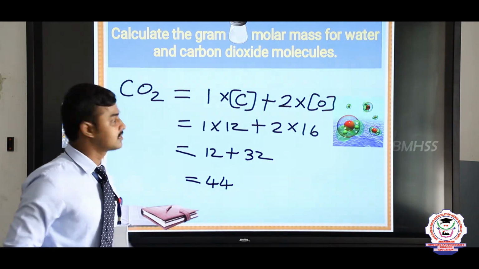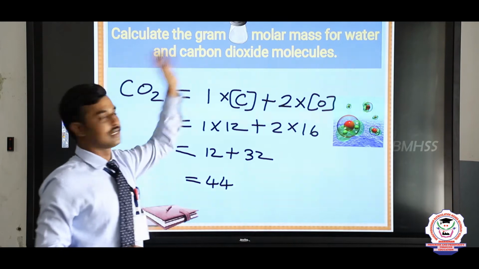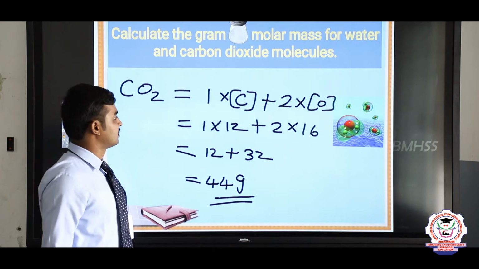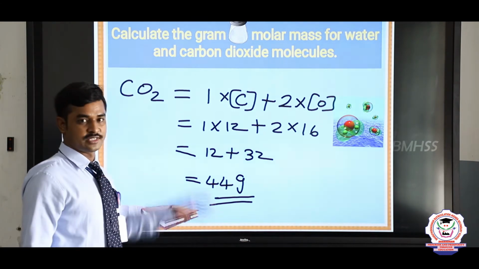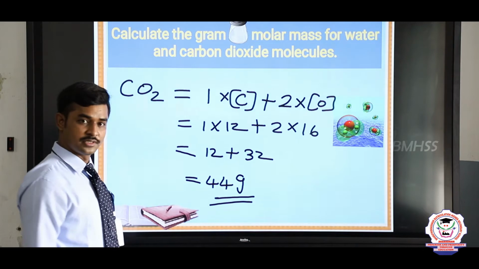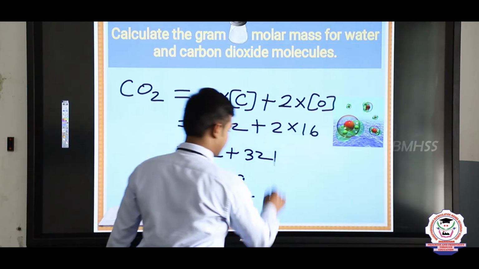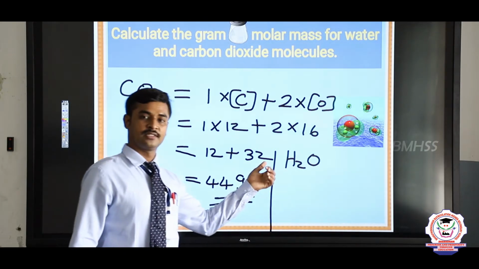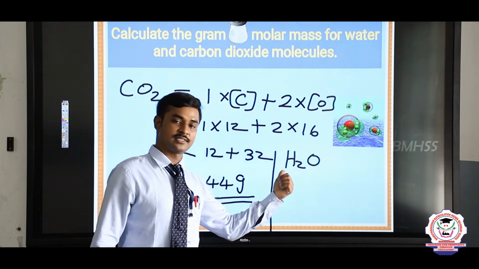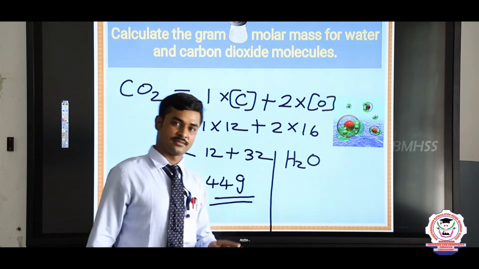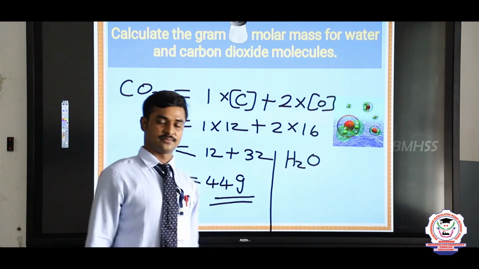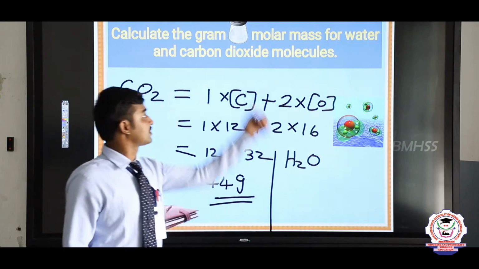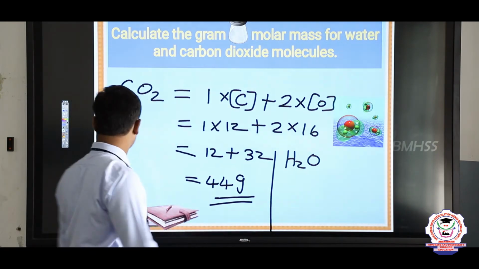So, the gram molar mass means we need to write the molar mass with the unit gram. So, 44 gram is the answer. So, this is the answer for carbon dioxide molecule. For water molecules, you need to calculate at home. I tell you, it is very easy. Water molecule has the formula H2O. The mass of hydrogen is 1, there are 2 hydrogen atoms here, and the mass of oxygen is 16. So, you calculate the easy way and find the molar mass in grams. Okay. Next one.